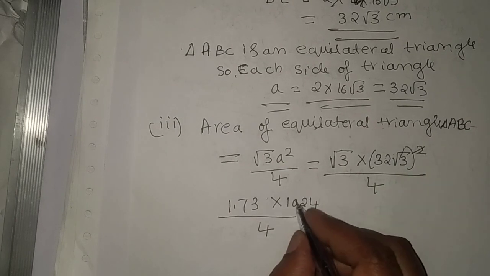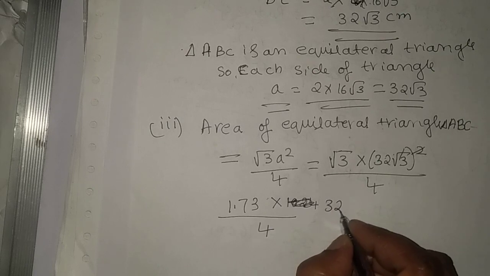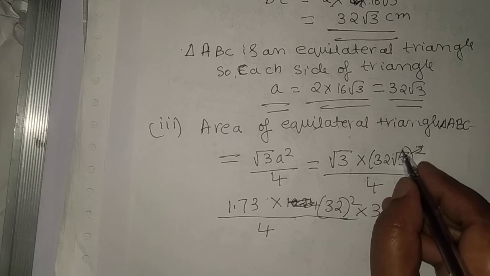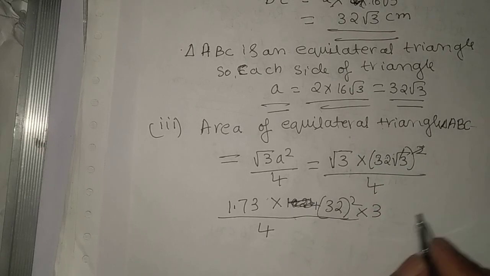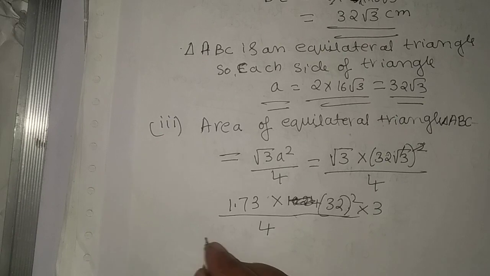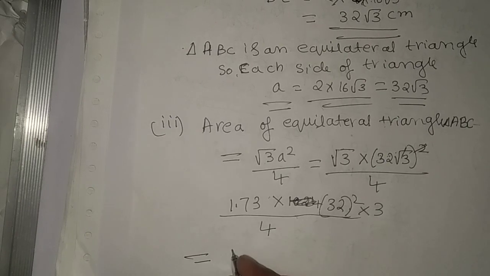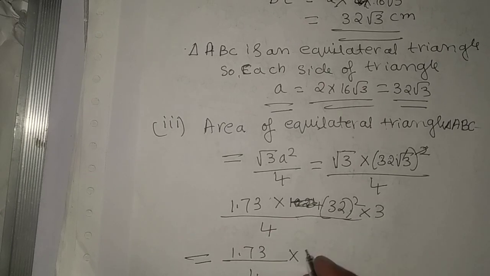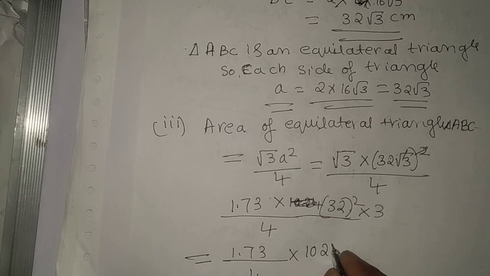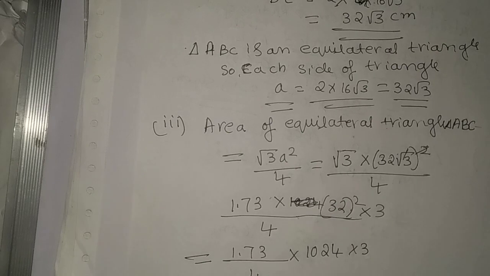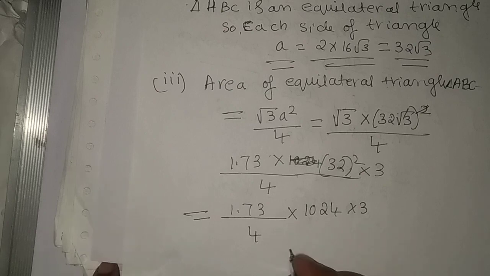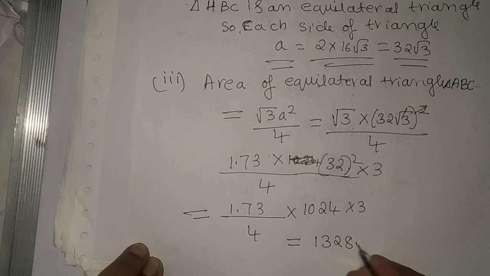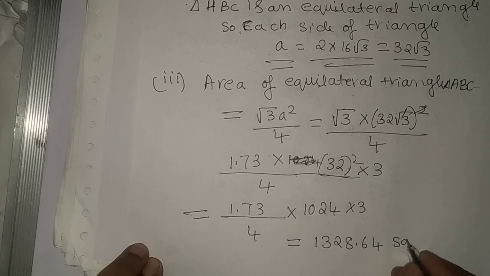This is a square, that is, 32 square into again 3. This square root cancels. This is 32 square into 3. Therefore, finally we have 1.73 by 4 into what is 32 square? 32 square is 1024 into 3. So simplify the whole thing. What we'll get is 1328.64 square centimeters.